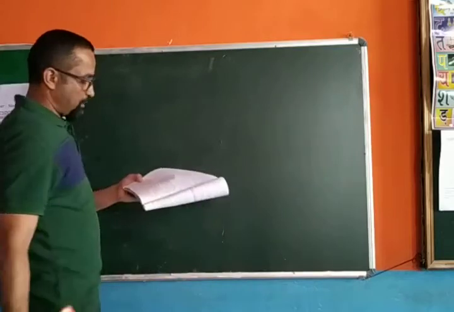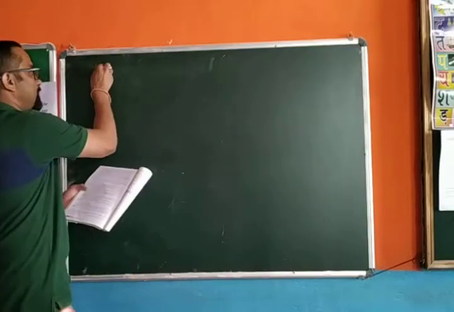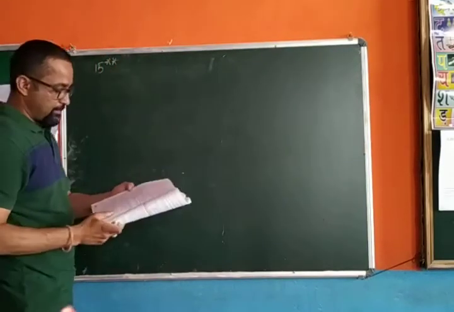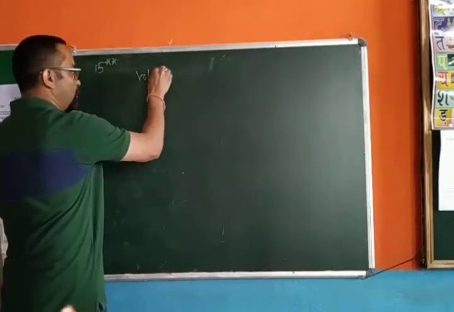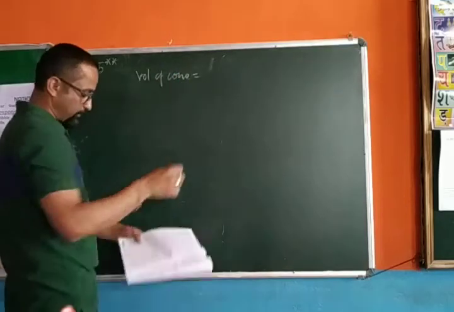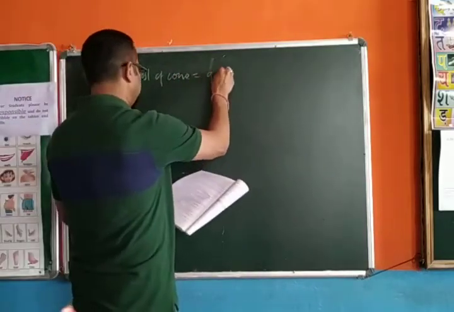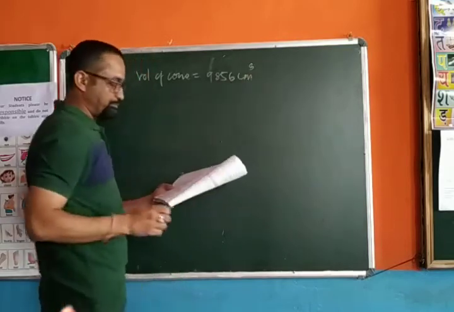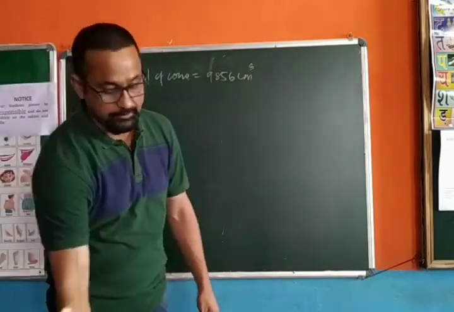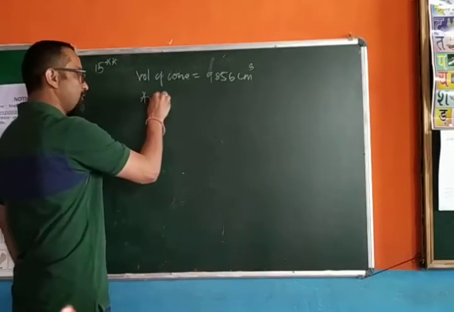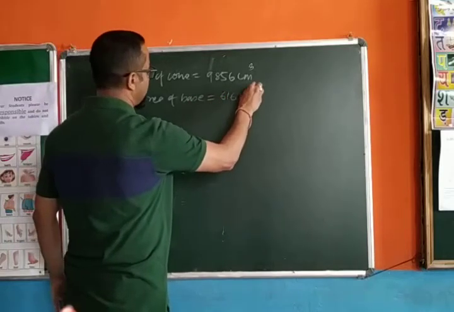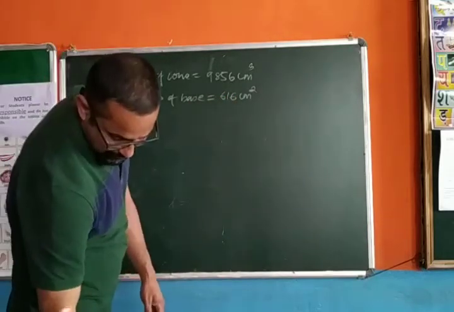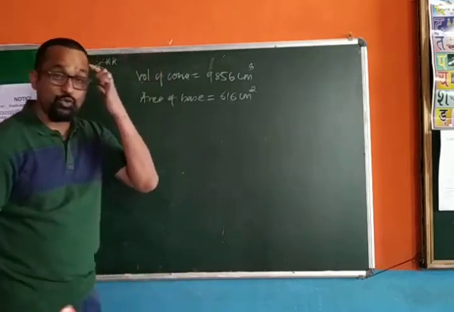Now look at this question number 15. It is an important sum. This question 15 had come in ICSE. The volume of a right circular cone is given, 9856 centimeter cube. Area of base is given, 616 centimeter square. Find slant height and total surface area.